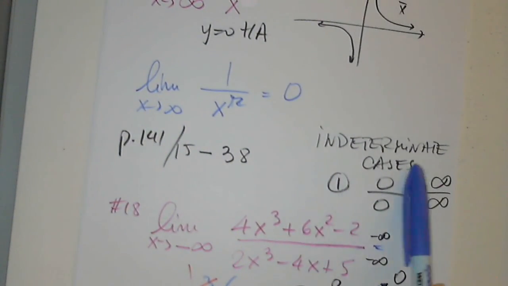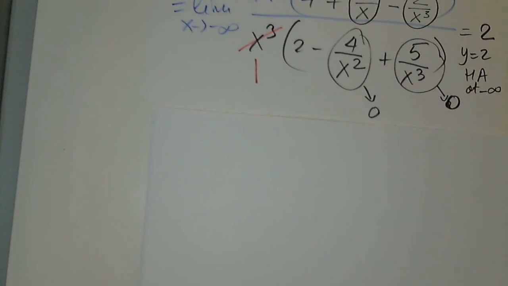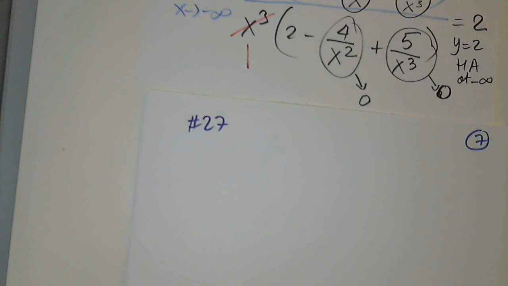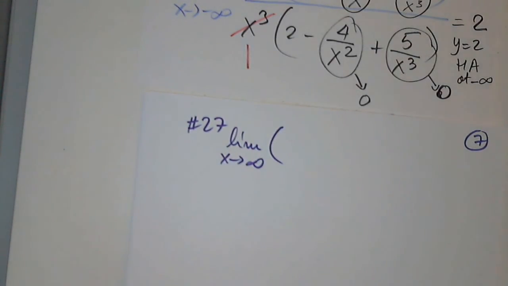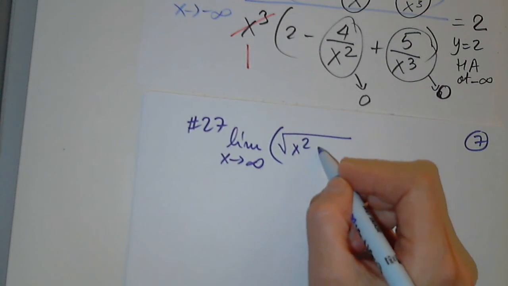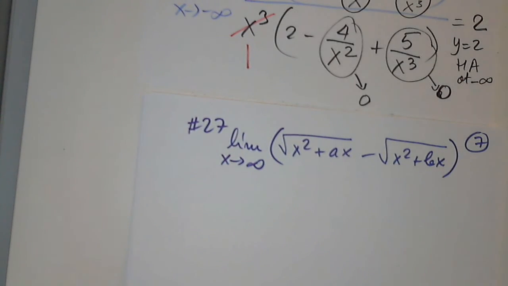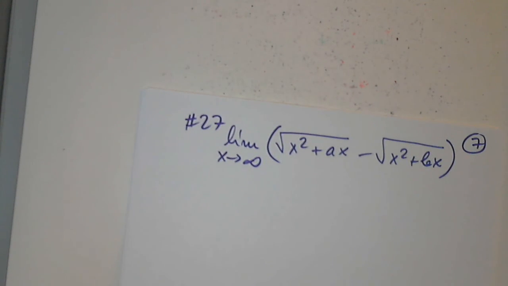So we already know 2 indeterminate cases, 0 over 0 and infinity over infinity. And now please feel free to choose any problem you want. What about 27? 27 it is. Limit as x approaches infinity of the square root of x squared plus ax minus the square root of x squared plus bx. Perfect. It's a very good example because we have a similar example on the handout.